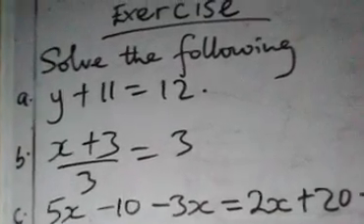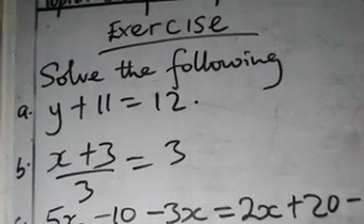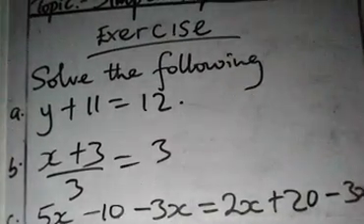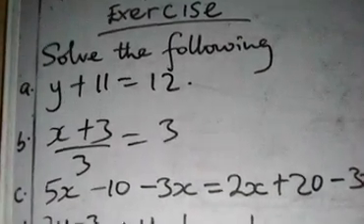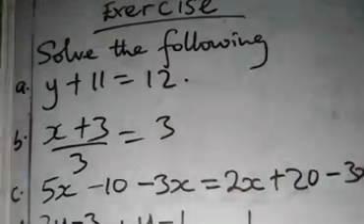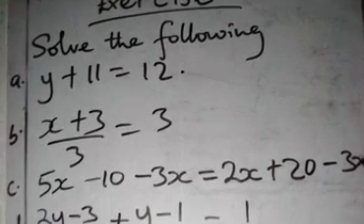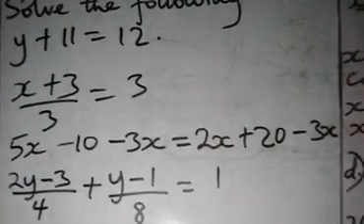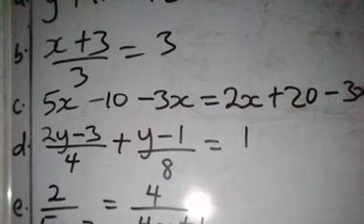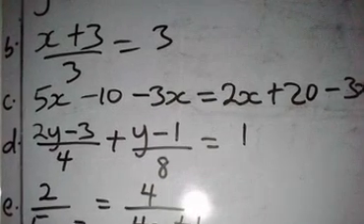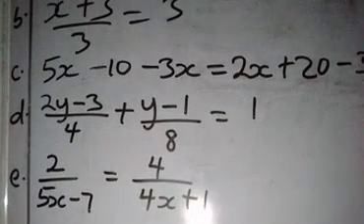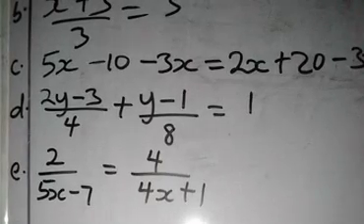Okay, this is the exercise you are going to do for me now. Number 1, solve y plus 11 equals 12. Number 2, 3x plus 3 over 3 equals 3. Number 3, 5x minus 10 minus 3x equals 2x plus 20 minus 3x. Number 4, 2y minus 3 over 4 plus y minus 1 over 8 equals 1. And the last one, 2 over 5x minus 7 equals 4 over 4x plus 1.